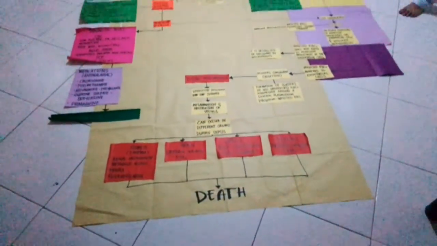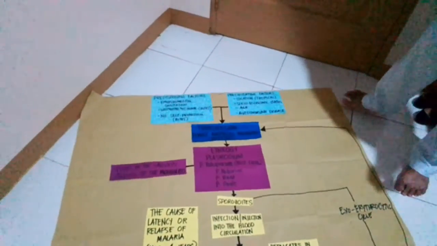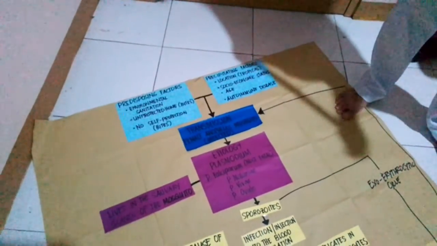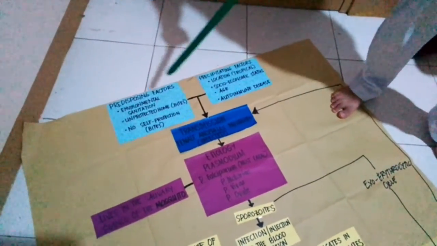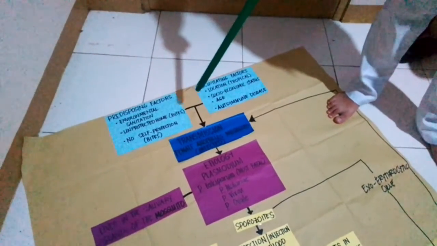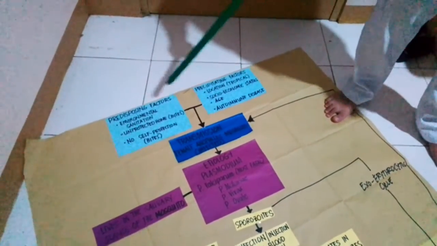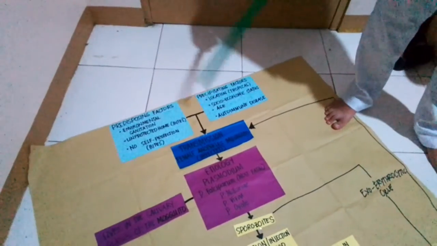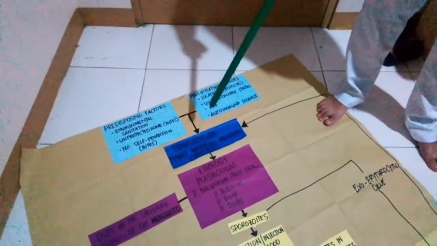So good day, sir. Today I will be presenting the pathophysiology of malarial infection. So let's start with the risk factors for malaria. So the predisposing factors or the modifiable factors would be the environmental sanitation, unprotected home, and no self-protection.